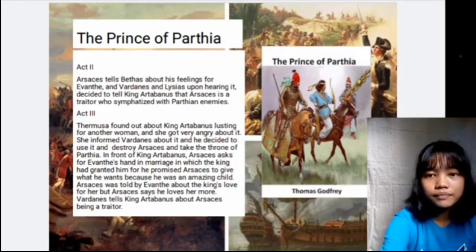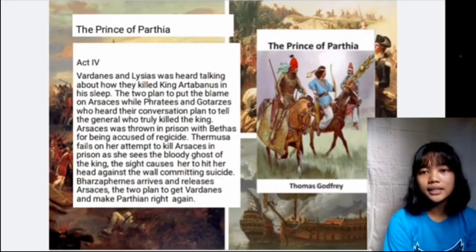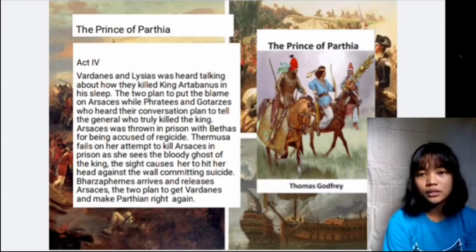In Act 4, Vardanes and Lysias were heard talking about how they killed King Artabanus in his sleep. The two plan to put the blame on Arsaces, while Proptes and Gortarses, who heard their conversation, plan to tell the general about who truly killed the king. Arsaces was thrown in prison with Bethas for being accused of regicide.